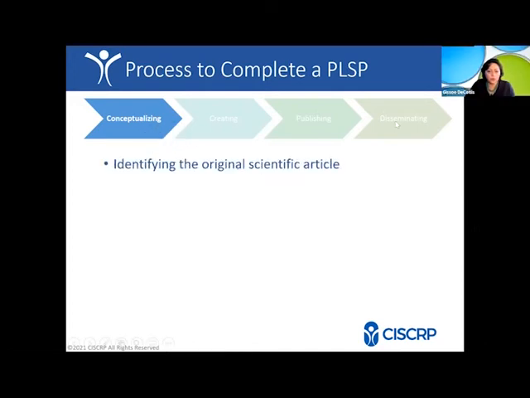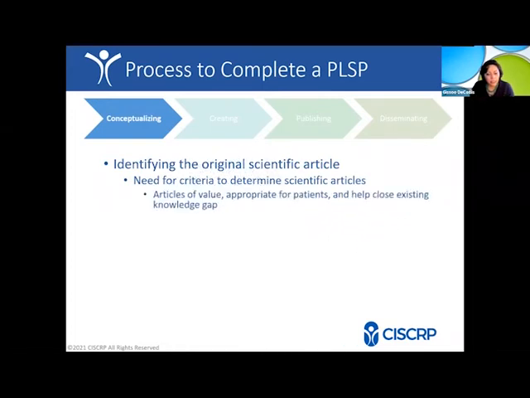Yes, for those communities, it's so important to define what the original scientific article is, and you have to have a criterion to determine which scientific article will be used for patients and their communities, and is useful for them. A publication steering committee usually meets to determine the articles of value, and then the appropriate patient community and how best to close the existing knowledge gap for patients.